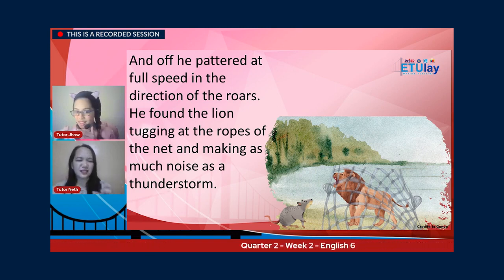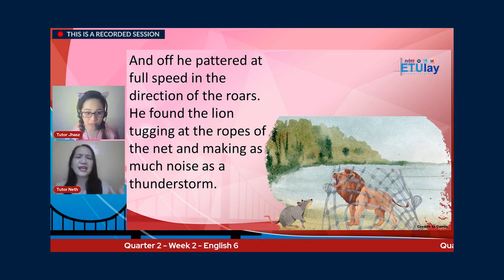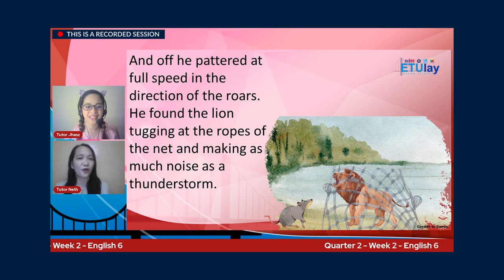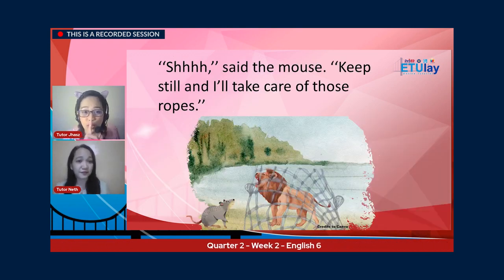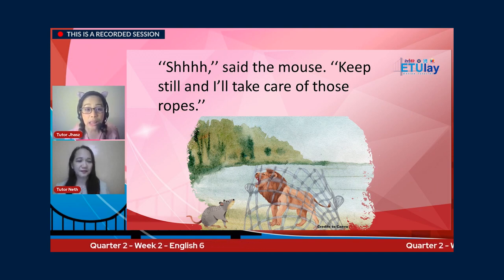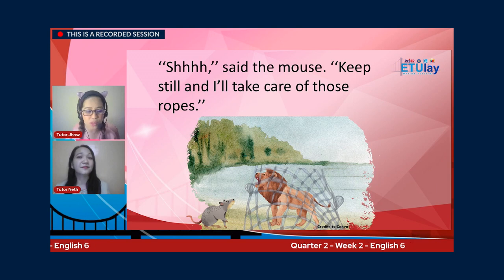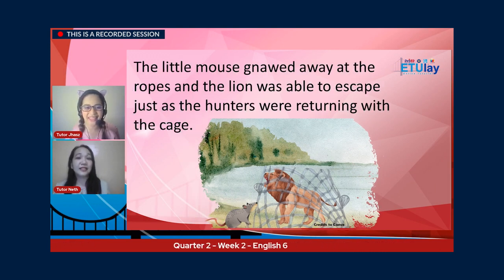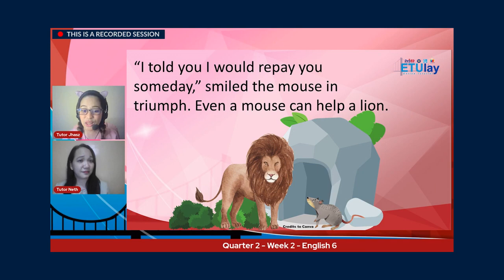He found the lion tugging the ropes of the net and making as much noise as a thunderstorm. "Shh," said the mouse. "Keep still, and I'll take care of those ropes." The little mouse nibbled away at the ropes, and the lion was able to escape just as the hunters were returning with the cage. "I told you I would repay you someday," smiled the mouse in triumph. Even a mouse can help a lion.